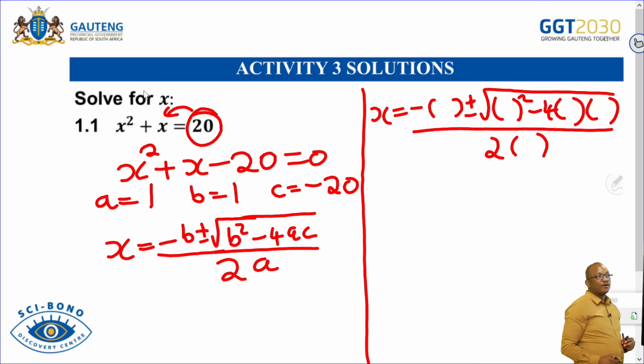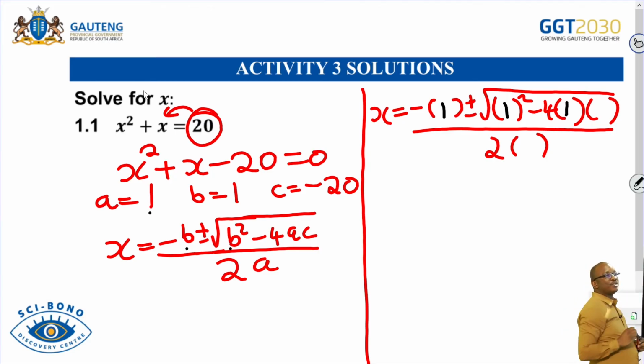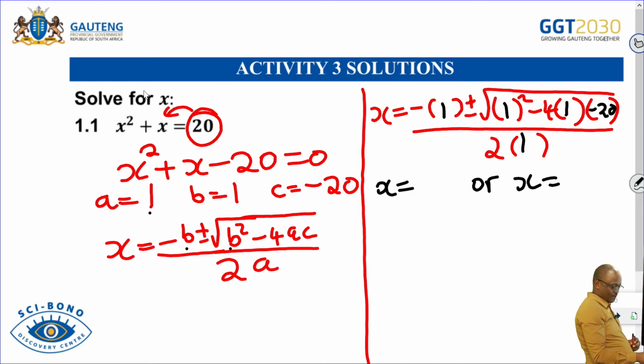So the value of b, which is 1, is going to go there and there. Those are the values of b. The value of a is also 1. Where there is supposed to be a, you put 1. The value of c is -20, then we put -20 there. Then the value of a is 1 again. Then from there, you write the x like that.